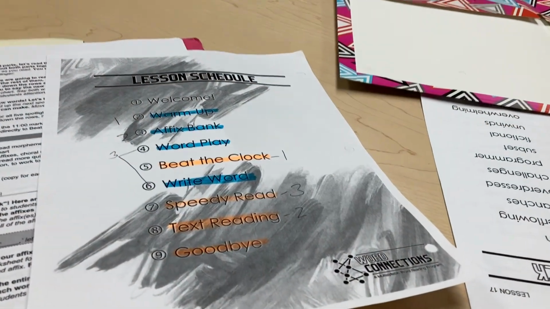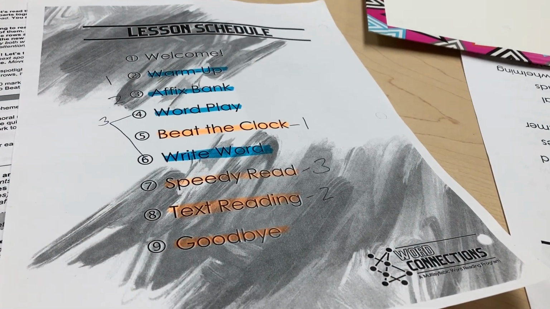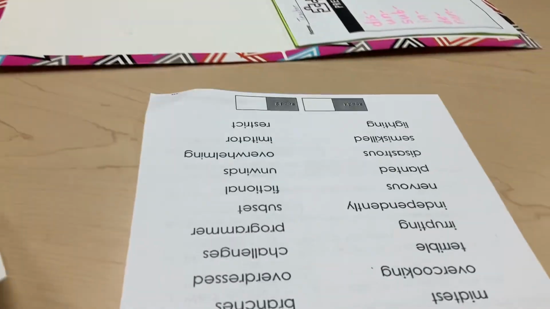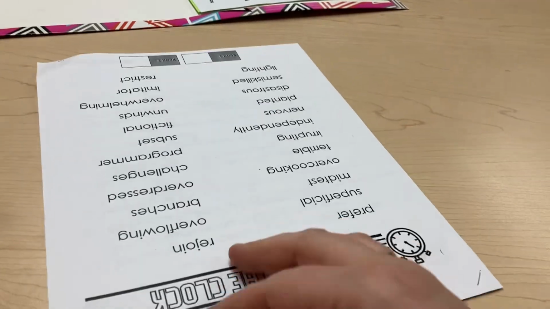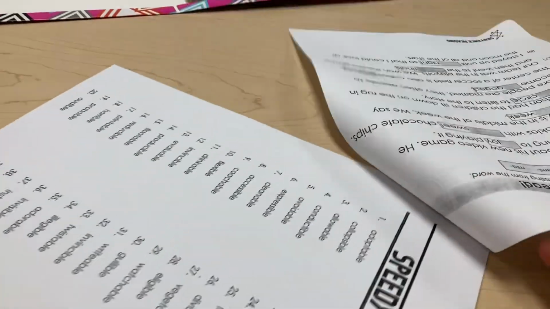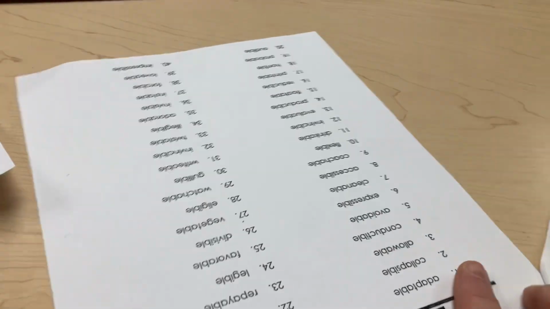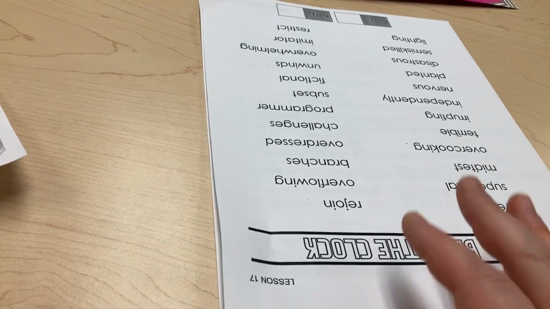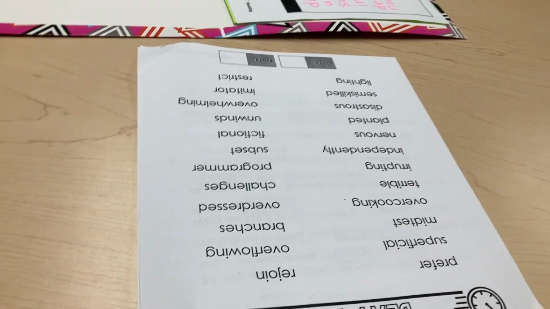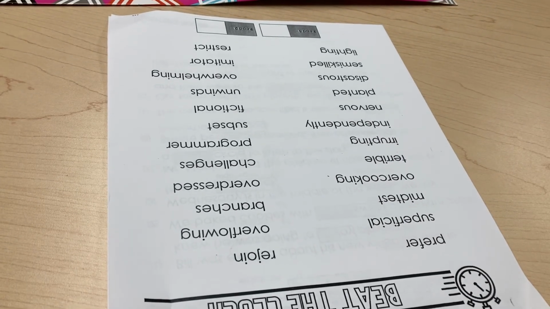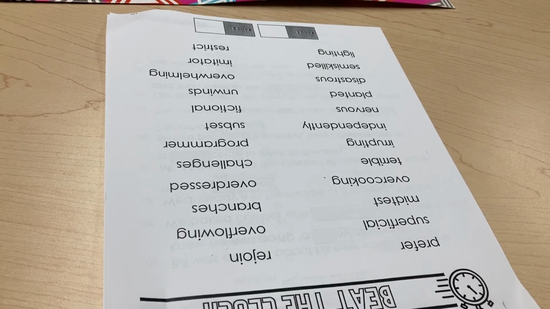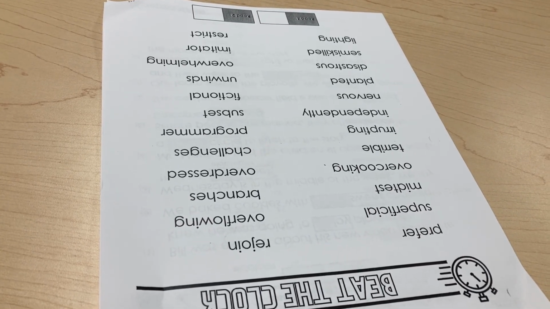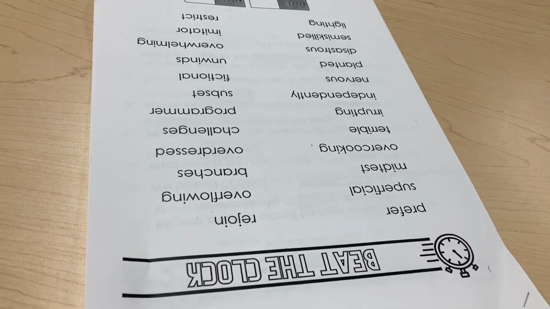Day 2, I'm going to do beat the clock, then text reading, then speedy read. It's all going to be done with this packet. I have them in that order: beat the clock, text reading, and then speedy read. So each student has a packet, and I have one to look at, and then I do have the speedy read recording form. I staple things into groups of 5. So I have all the spotlight word sheets stapled into groups of 5, all the speedy read sheets stapled into groups of 5, so that there's not papers all over the place.